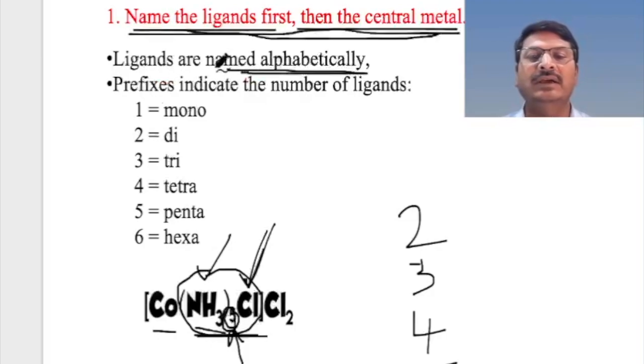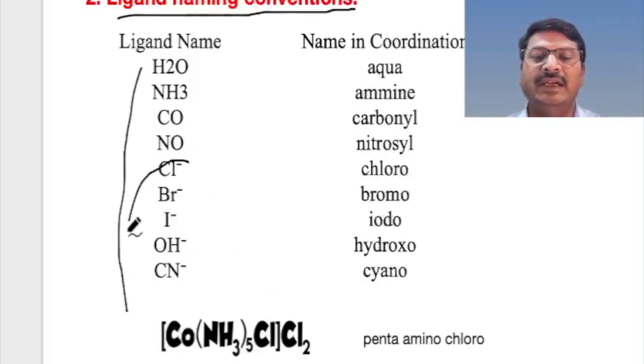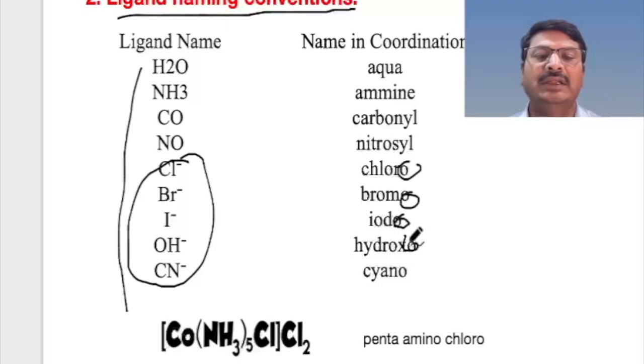First you have to write the ligand name, and one more thing here. When you write the ligand name, you use some basic rules. If it is a negative charge ligand, the name will end with O. For example, chloride is written as chloro, not chloride. Br minus will be written as bromo. Iodine will be written as iodo.